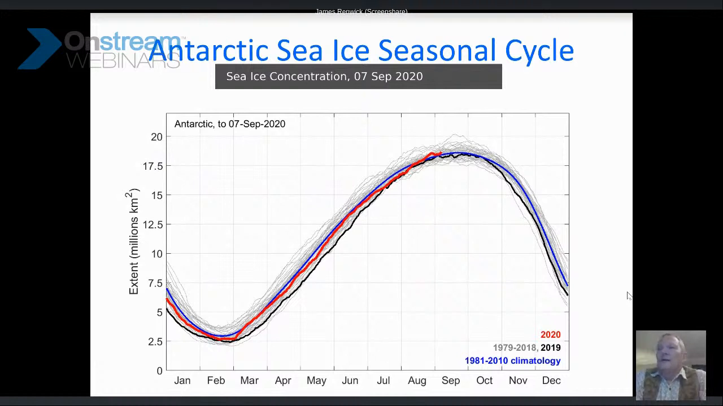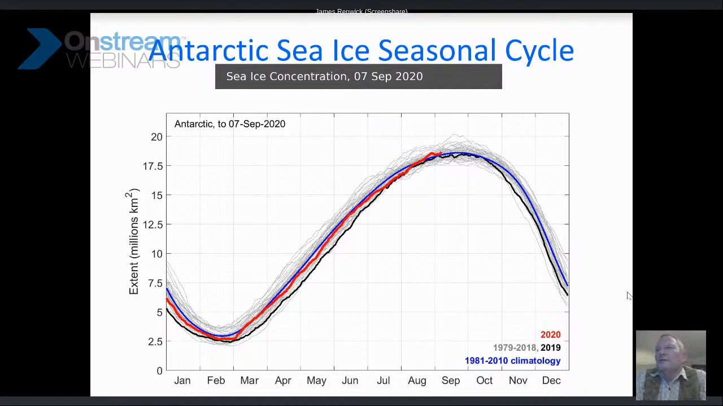So the red line, you can see, was pretty close to the average or maybe slightly below for most of this year. And it just crept above the average just in the last couple of weeks. And it's just hovering 10,000 square kilometres or so above the average at the moment. So for all intents and purposes, Antarctic sea ice is right on the average in total this year.